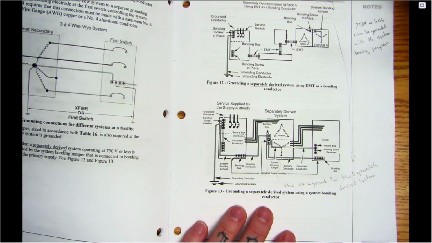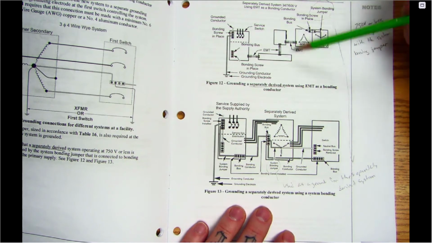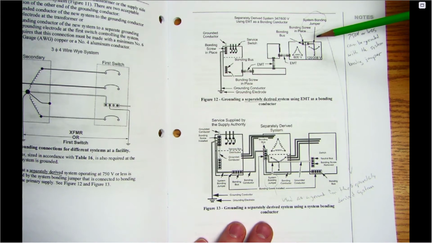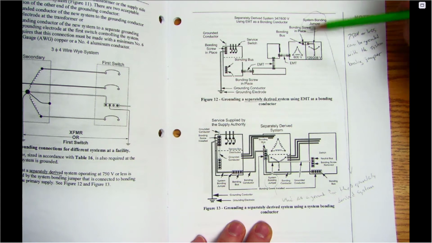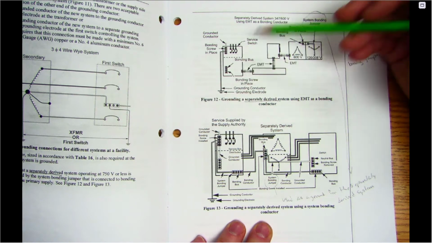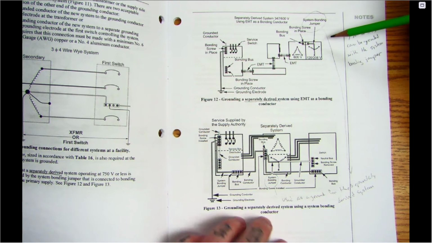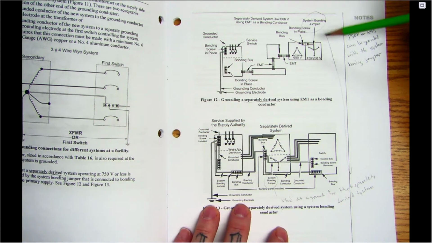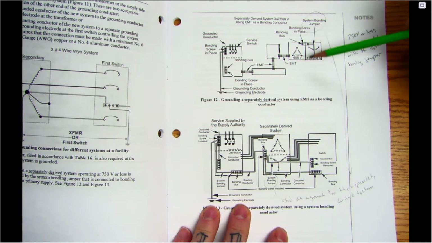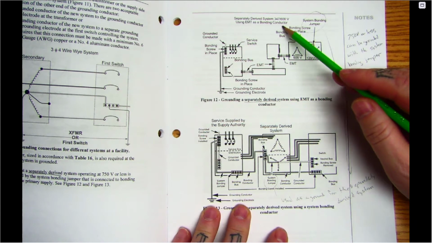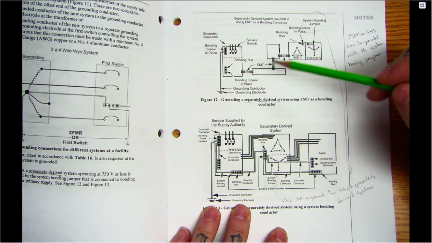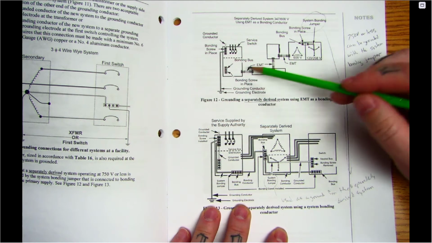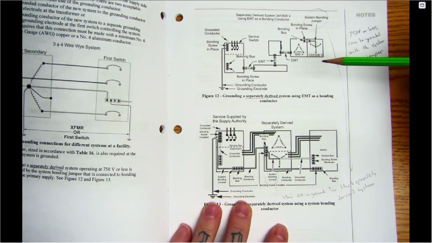Separately derived systems, so this is like you have a service and then potentially you have a transformer. I've had these installations in like welding shops where you have a certain voltage coming in, but you need a different voltage for a piece of machinery or something. It tells you how to deal with that, to a point where if they're separately derived but 750 or less, we don't have to pull a separate ground through there. We can use the bond, based on certain conditions.